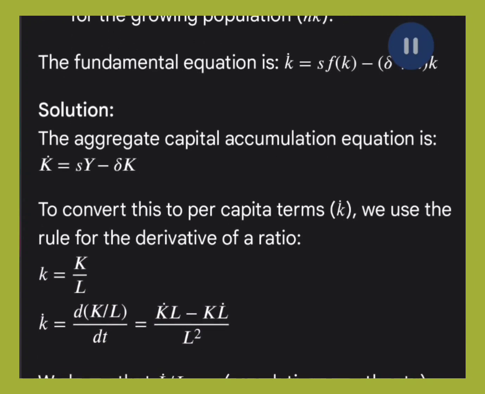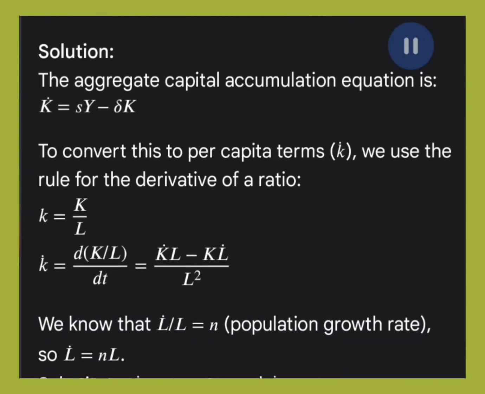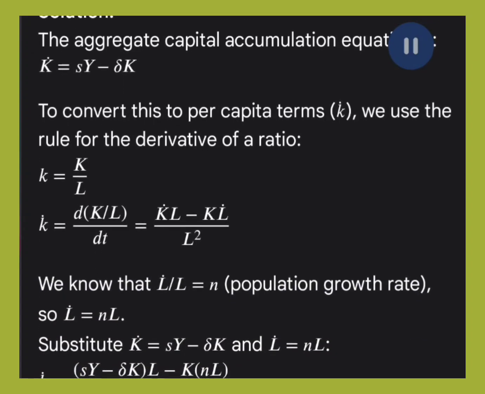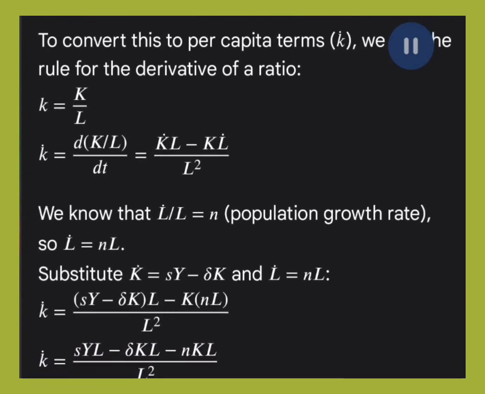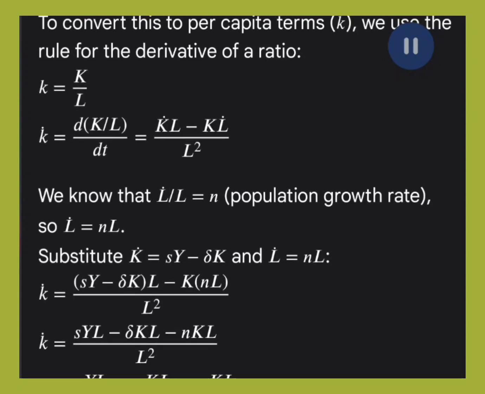Substitute K dot equals sY minus delta K and L dot equals nL. k dot equals, open parenthesis, sY minus delta K, close parenthesis, L minus K times nL, over L squared. k dot equals sYL minus delta KL minus nKL, over L squared. k dot equals s Y L over L squared minus delta K L over L squared minus n K L over L squared. k dot equals s Y over L minus delta K over L minus n K over L. Substitute y equals Y over L and k equals K over L, so k dot equals sy minus delta k minus nk. k dot equals sy minus, open parenthesis, delta plus n, close parenthesis, k.